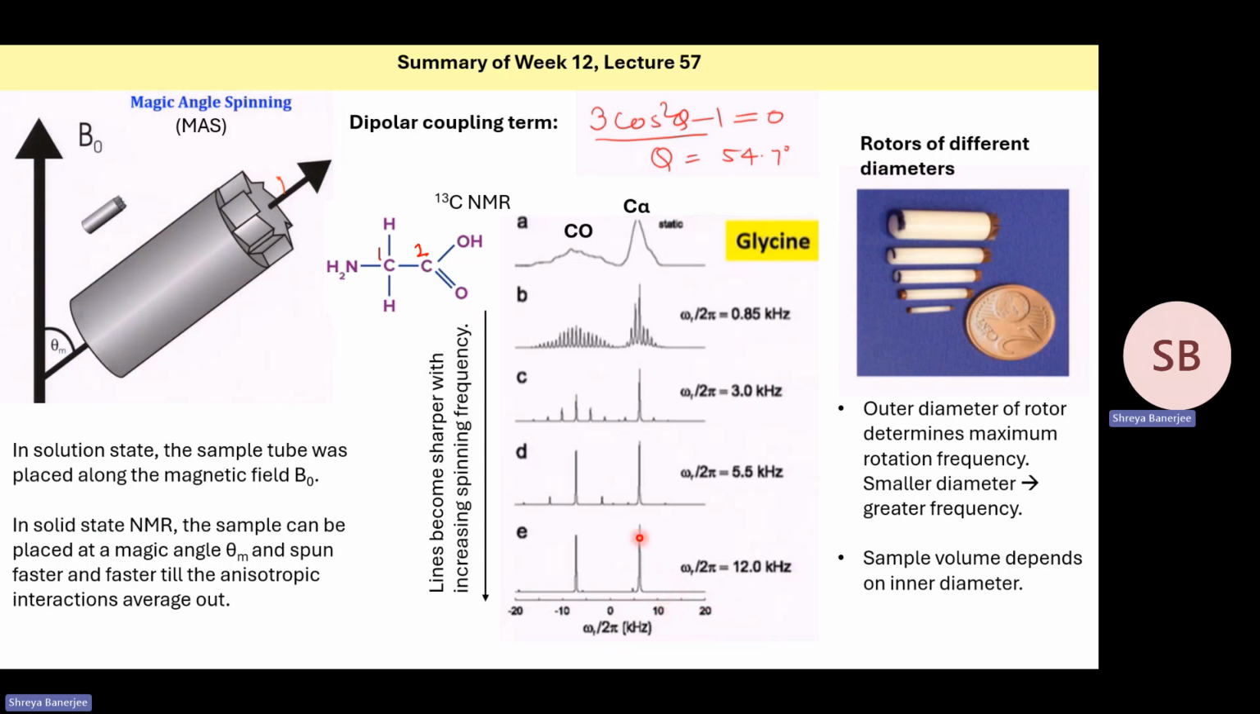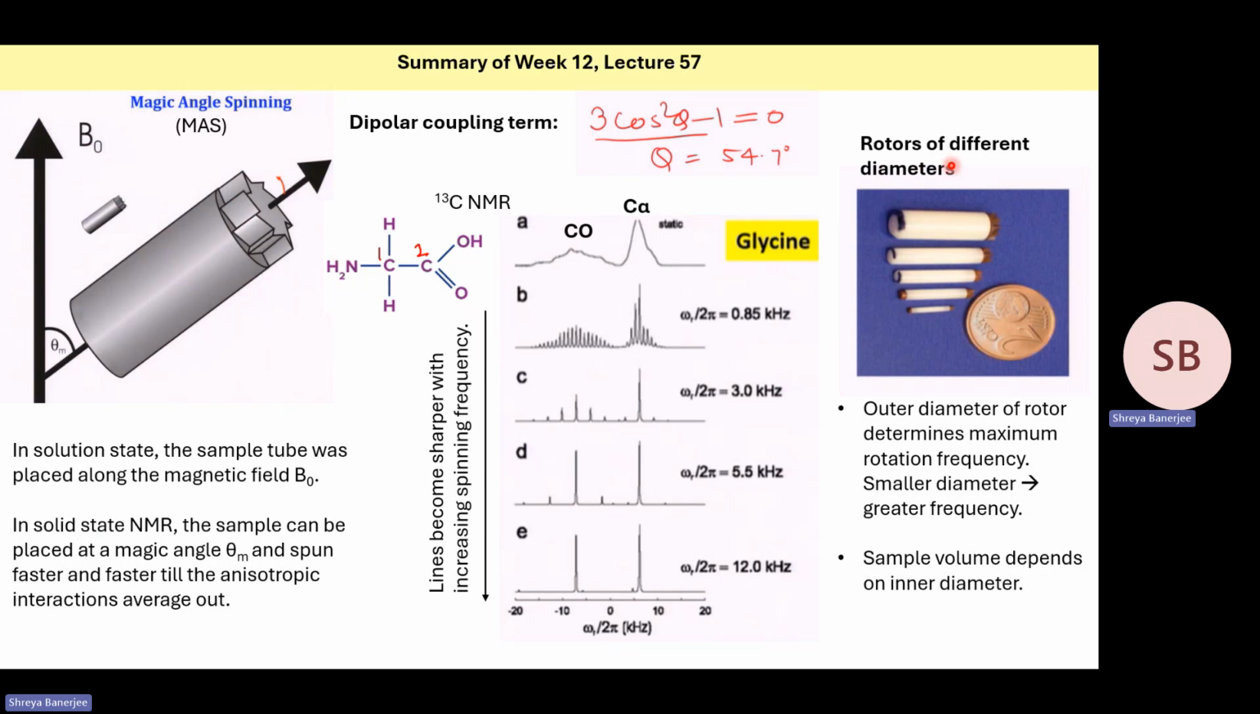What is happening is that as you increase the speed of this rotation, the dipolar coupling term and other anisotropic interactions are all cancelling out. And if you cancel out all the anisotropic interactions, it will behave like solution state NMR and you will get very well resolved sharp lines. So this is how the disadvantage of solid state NMR, that is the line broadening, is tackled.